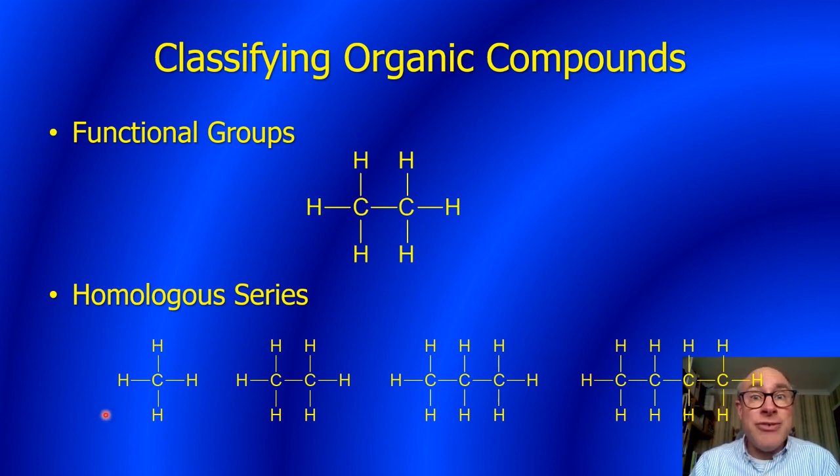This homologous series is the alkane series, and we've got 4 members of the alkane series here. Each of them are hydrocarbons. They're saturated hydrocarbons, but as the members get larger, we add more carbons, more hydrogens, and the molecules are then different. So that's how we classify organic compounds.